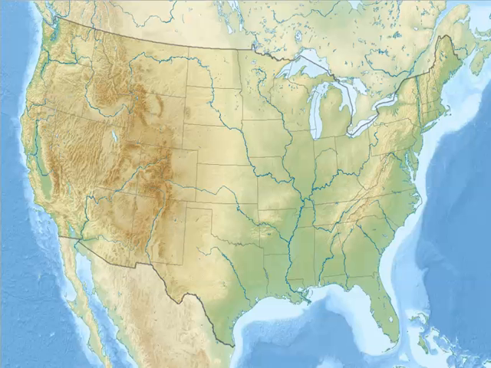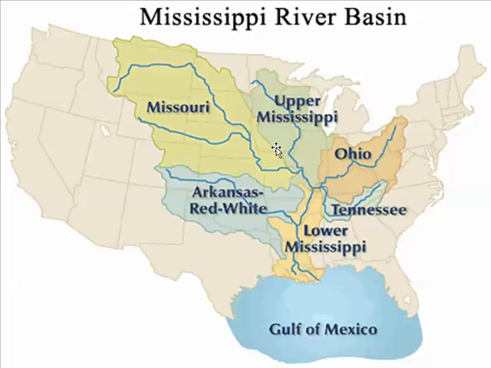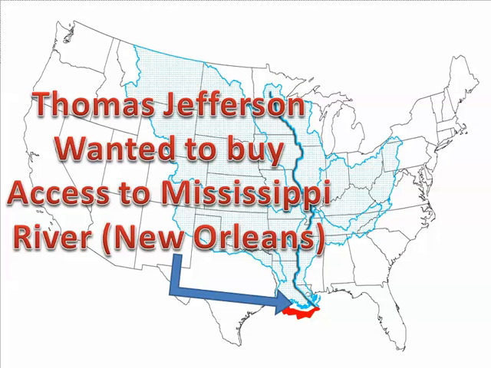And Thomas Jefferson knew this problem early on, and he knew that opening up the Mississippi River was vitally important to uniting both sections, the eastern part of the United States with the western part, because he knew the value of the Mississippi River in this great river basin. That's why he moved in 1803 to purchase the port of New Orleans.